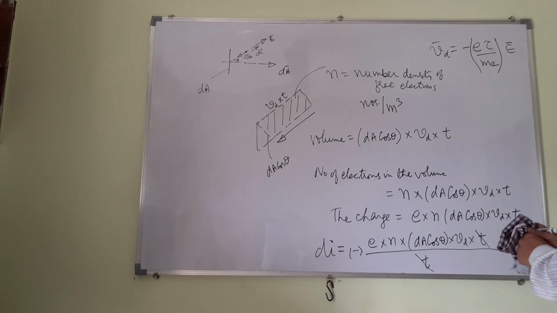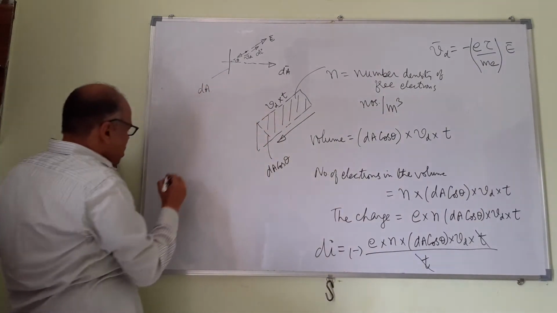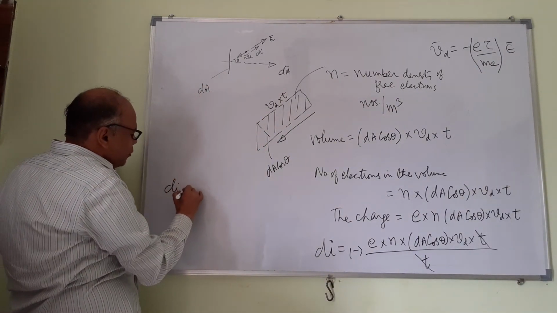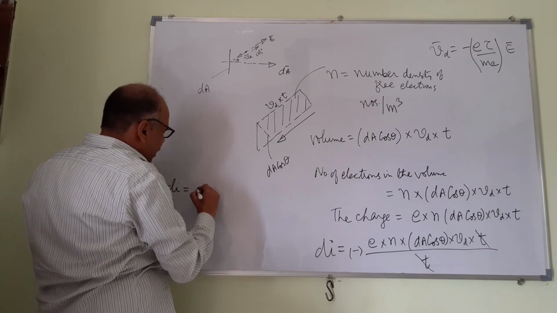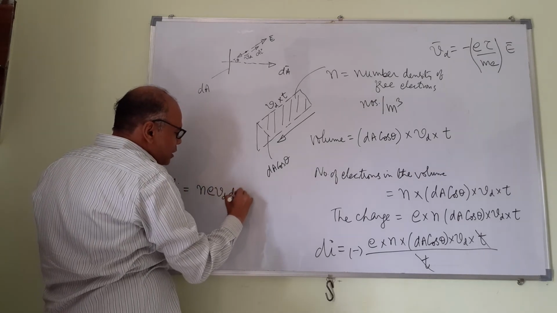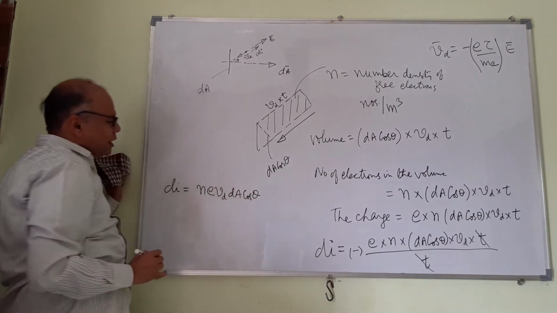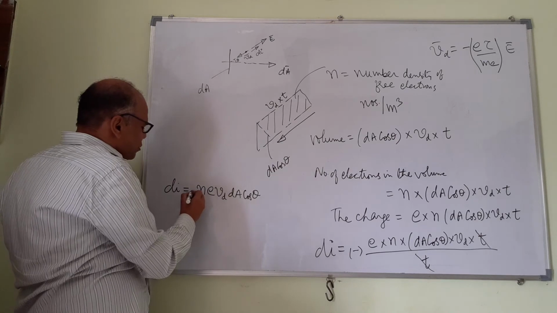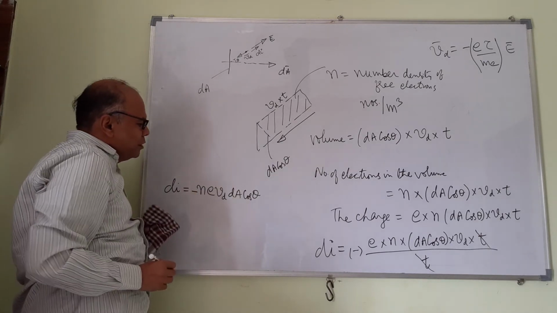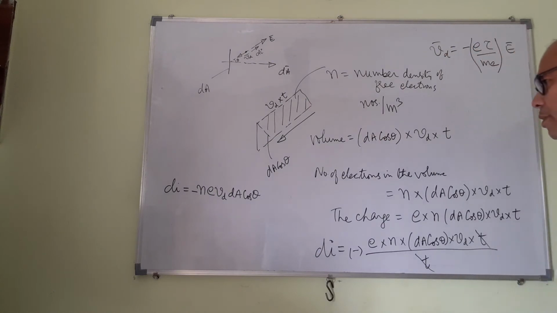So therefore, we have dI as N E Vd dA cos theta, that is, minus N E Vd dA cos theta.